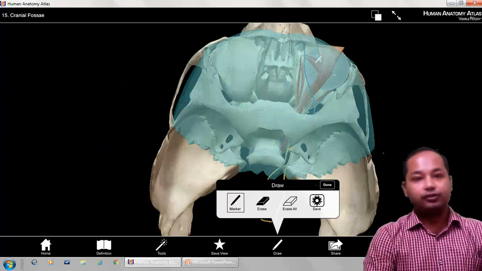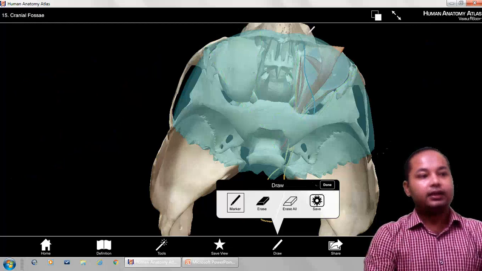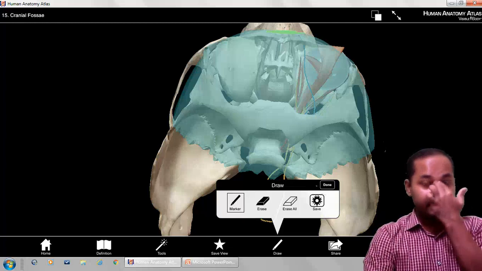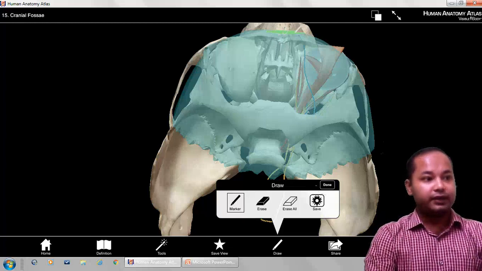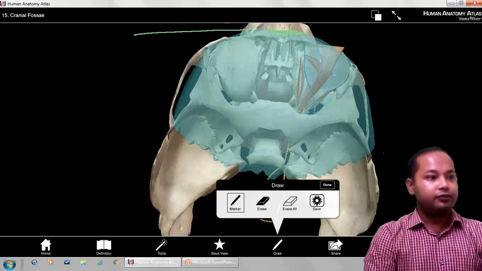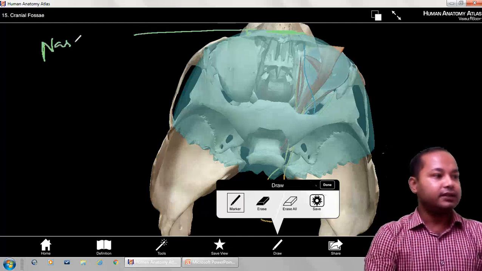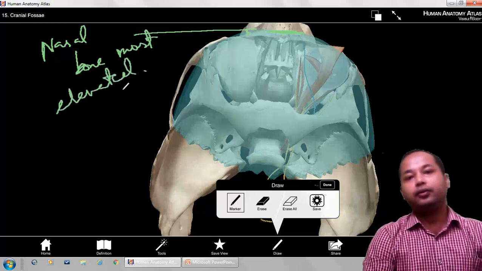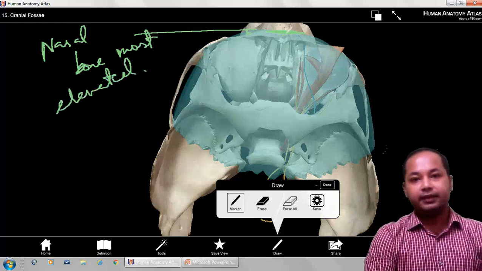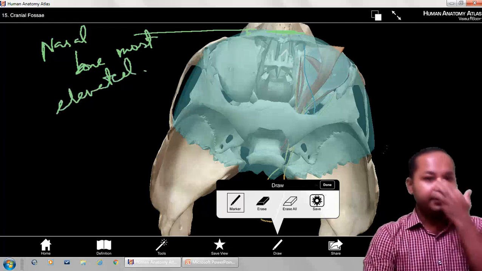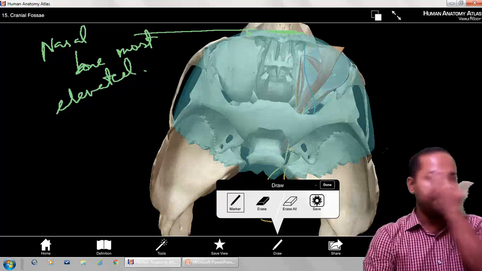One more thing: if you look at the orbit from above, you will realize that the orbital cavity is guarded by the nasal bone. This is the nasal bone. You have the nose, right? The nose is the most prominent area in this part. The nasal bridge, or the nasal bone, is the most elevated part of the orbital margins. One of the margins, the medial margin, contains the bridge, which is just in between the two sides.